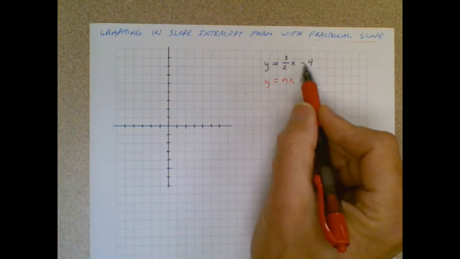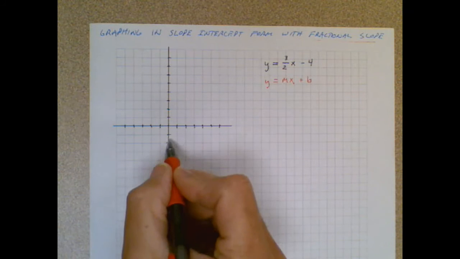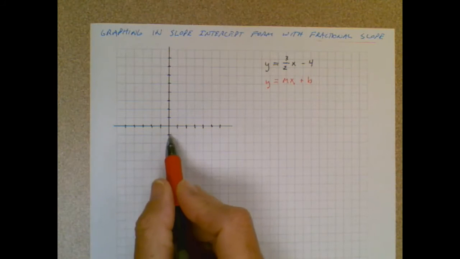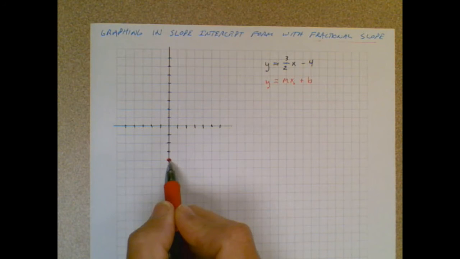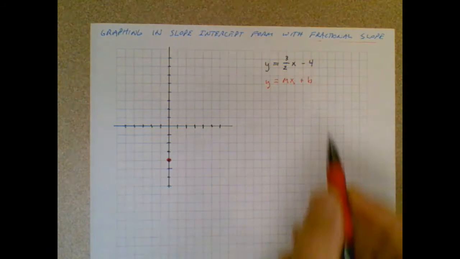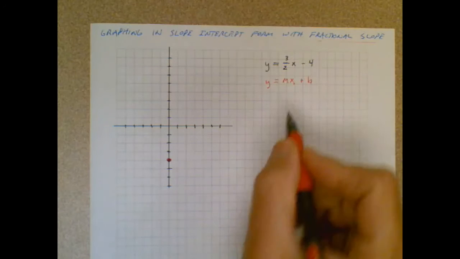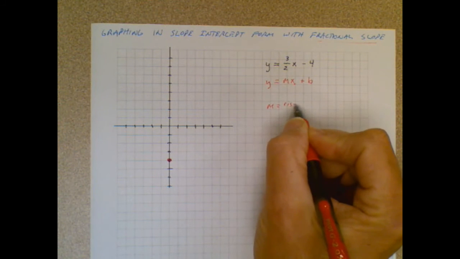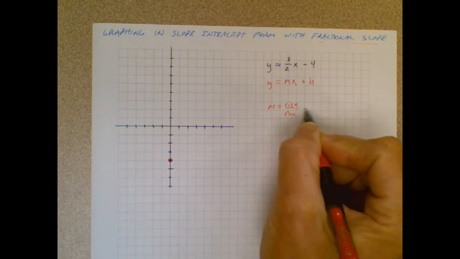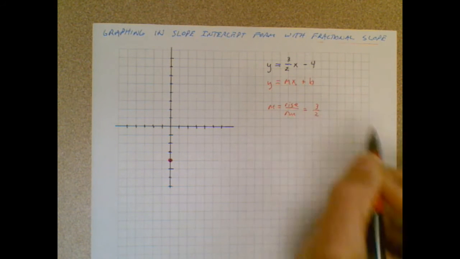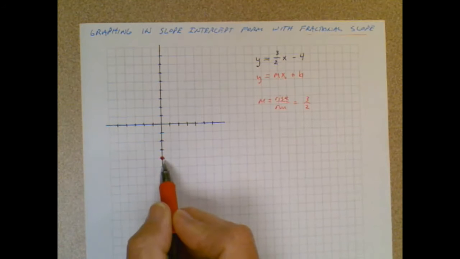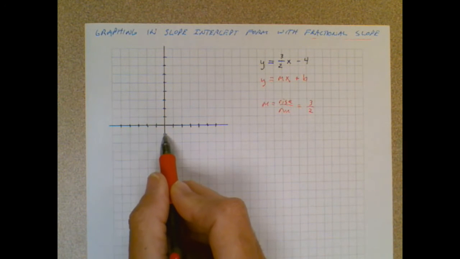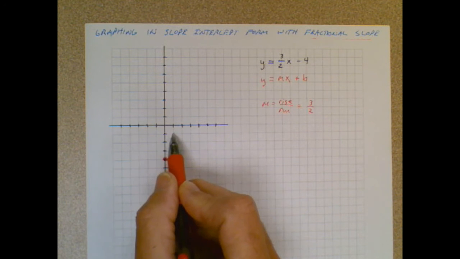So let's start off with -4, my y-intercept, and get that y-intercept on the graph down to -1, 2, 3, 4, -4 on the y-axis. Got that taken care of. So now I know my slope, which is rise over run, is 3/2. So that means from my y-intercept, I rise 3, 1, 2, 3, and I run 2, +2, 1, 2.